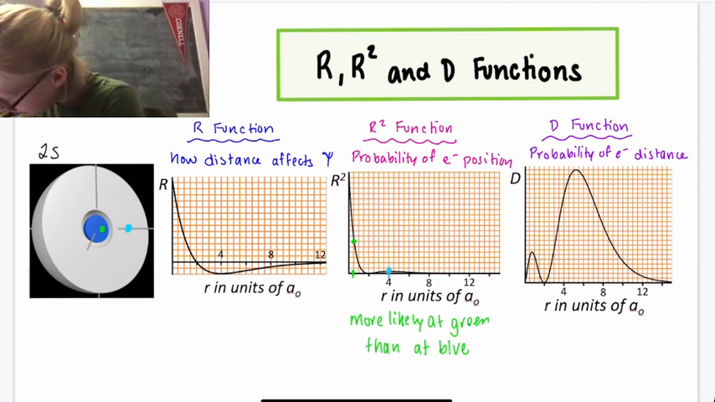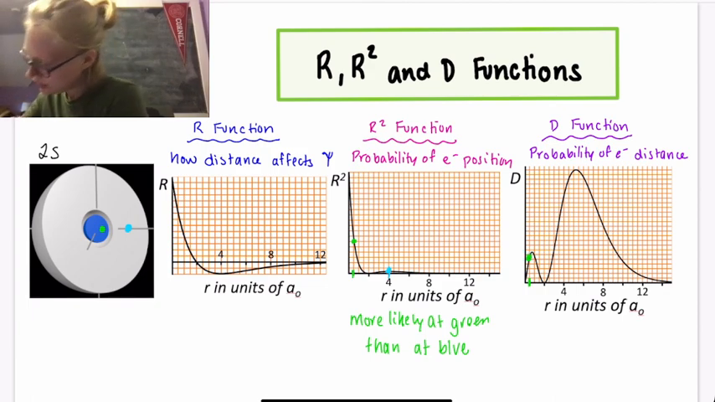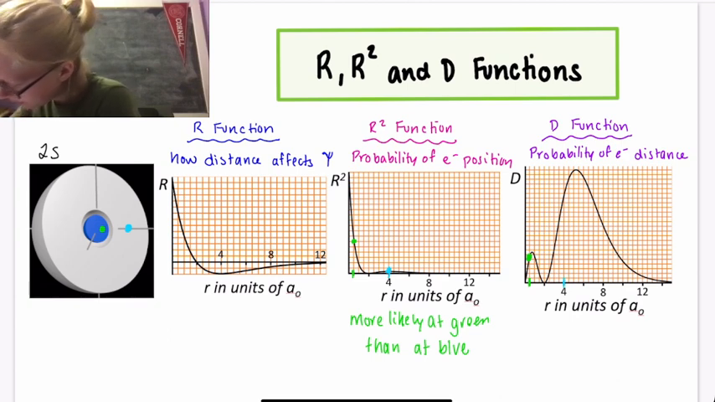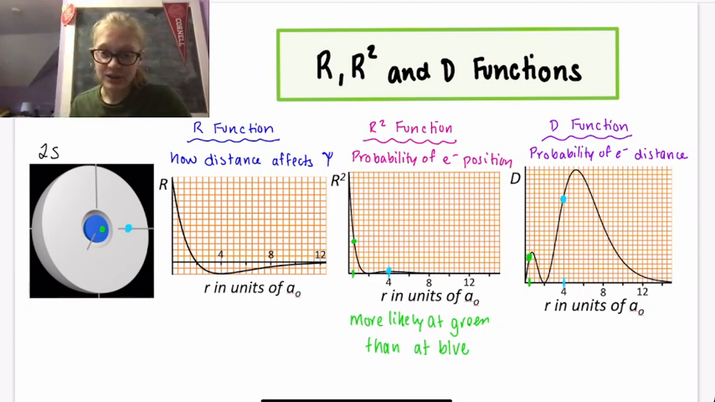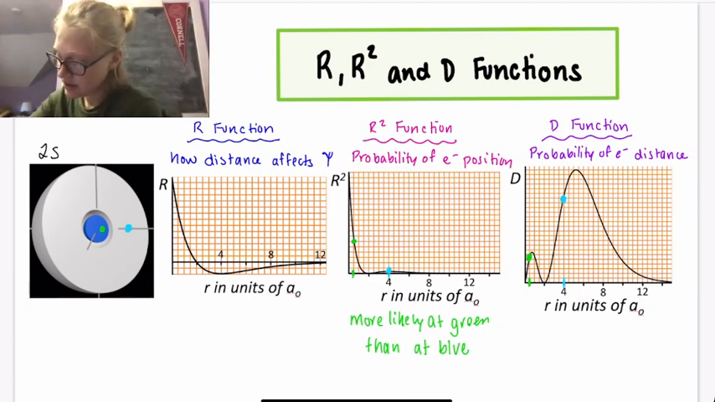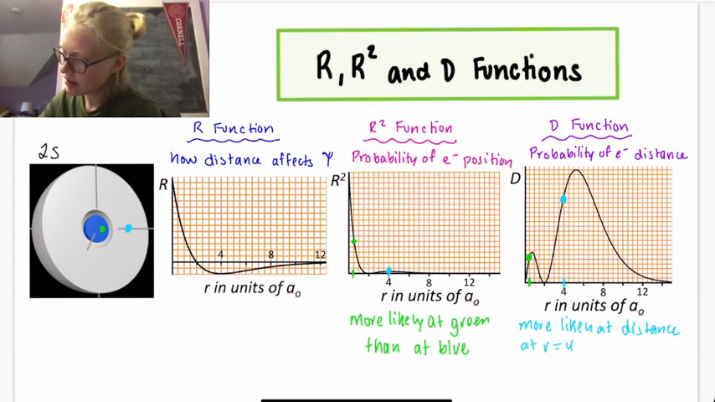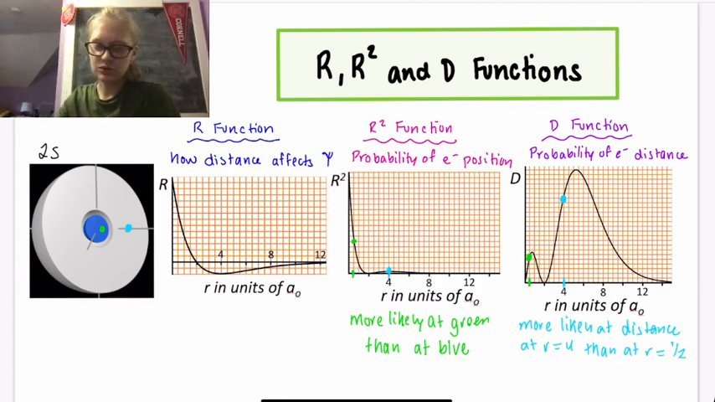So at 1/2, we have a value right here. And at radius 4, we have a value all the way up here. So now you can see it looks very different. In fact, we're more likely to be at a distance of 4, at r equals 4, than at r equals 1/2. So let's see why that is by looking at our orbital.